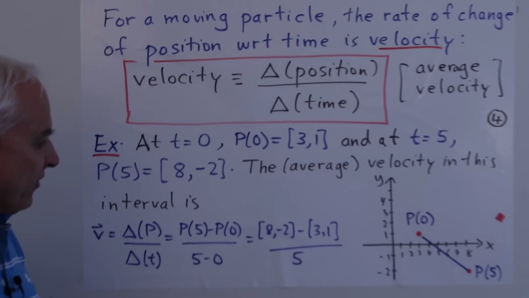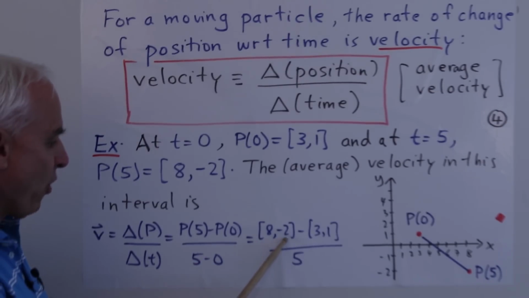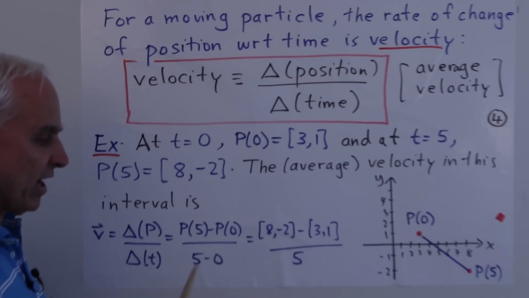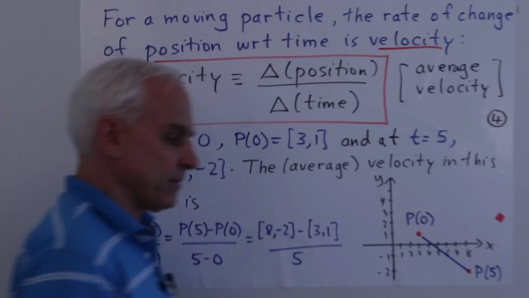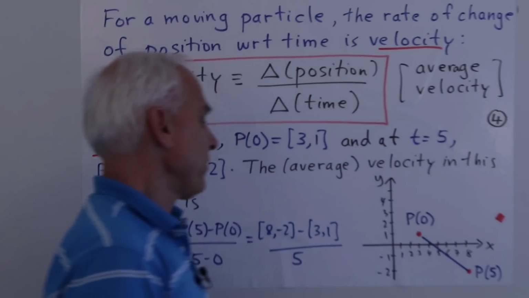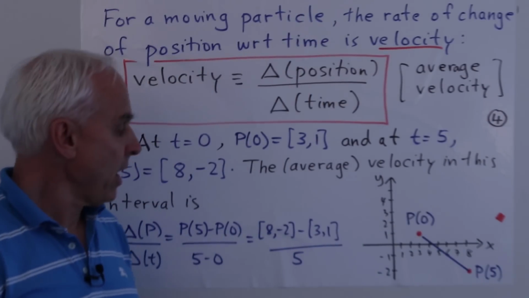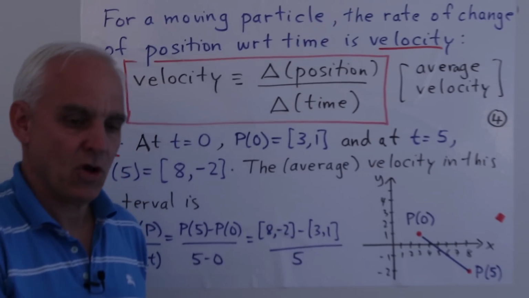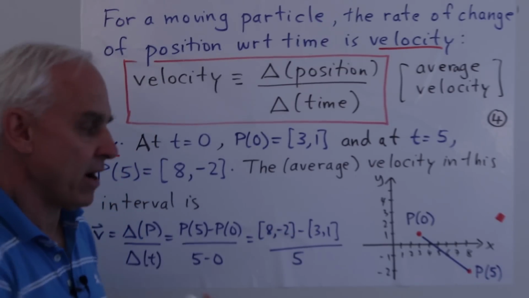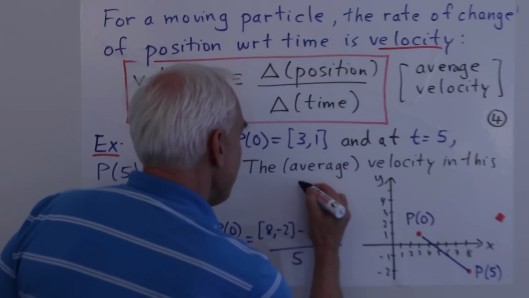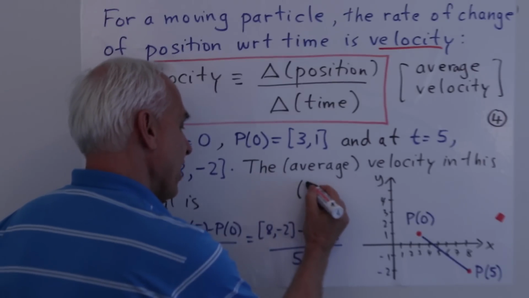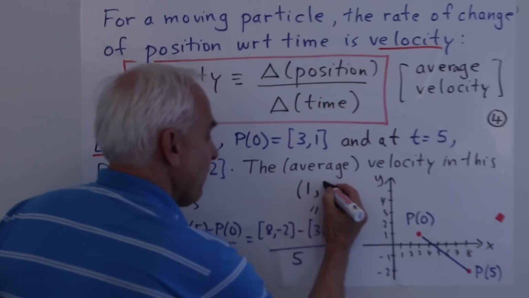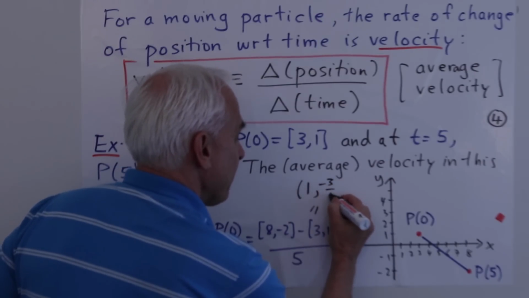And the change in time is 5 minus 0. So here's the point p of 5, and here's the point p of 0, and we have to take the difference and divide by 5. And what are we going to get? Well, we're going to get a vector, which is (8 minus 3, -2 minus 1), all of that divided by 5. So 5 is the first component. When we divide by 5, we're going to get 1. And -3 is the second component. We divide by 5, we're going to get -3/5.